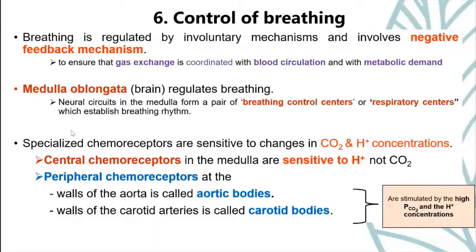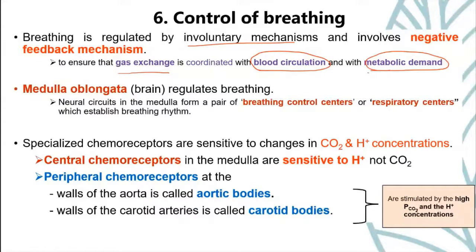Okay, so breathing is regulated by involuntary mechanism and involves negative feedback. You cannot control it, dalam keadaan yang it is involuntary. This is to ensure that gas exchange is coordinated with blood circulation and also metabolic demand. Okay, so dia supaya awak punya gas exchange dia selari dengan metabolic rate awak dan juga blood circulation awak.